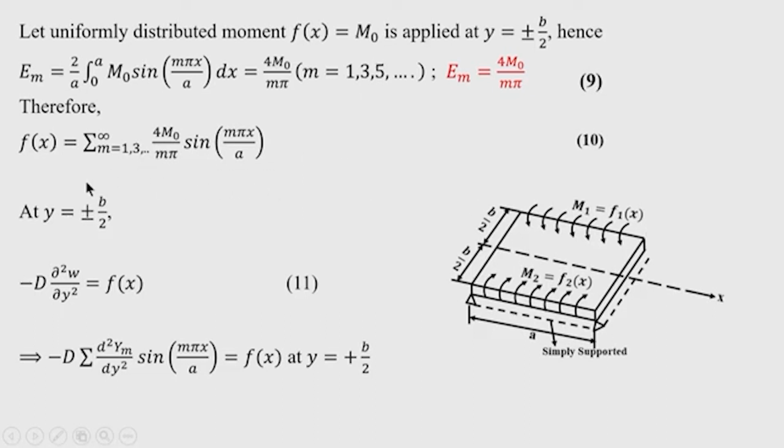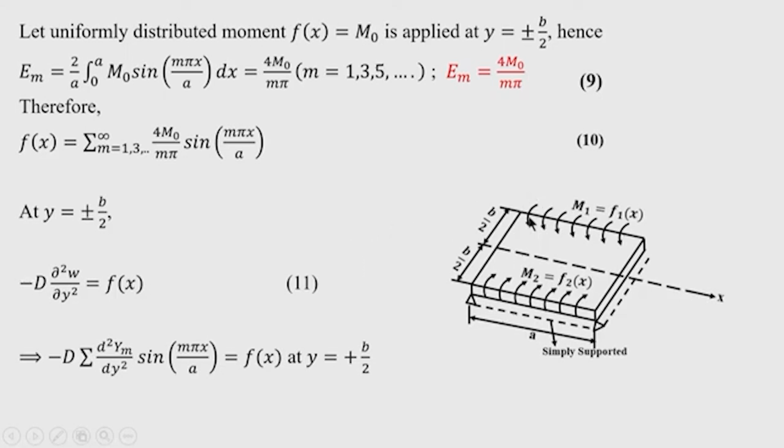Okay. Now, we apply the second boundary condition. The second boundary condition, when applied, will give you the complete values of the coefficients a m and b m. As you know, the plate is simply supported along the other two edges also. So, naturally, the bending moment in the y direction is 0.